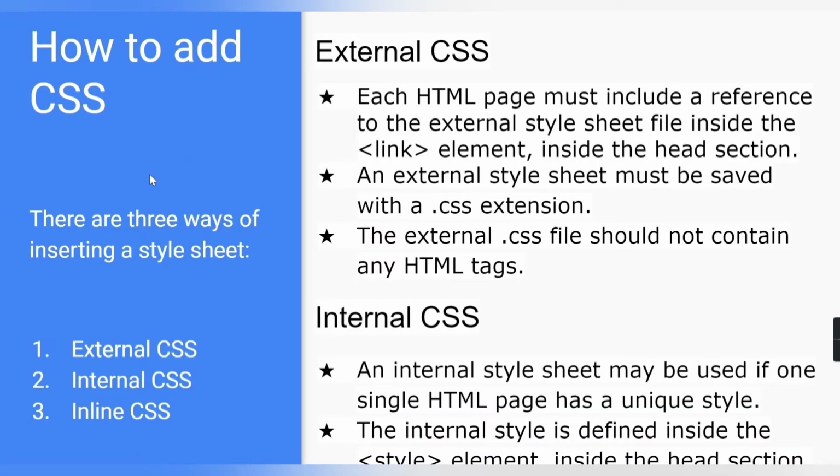So how do we add this CSS to our HTML file? There are three ways of inserting a style sheet into our HTML. The three types are external CSS, internal CSS, and inline CSS. So what is external CSS? Each HTML page must include a reference to the external style sheet file inside the link element inside the head section. When you have a different CSS file, you can make the reference to that CSS file in the HTML file inside the link element. An external style sheet must be saved with a .css extension.